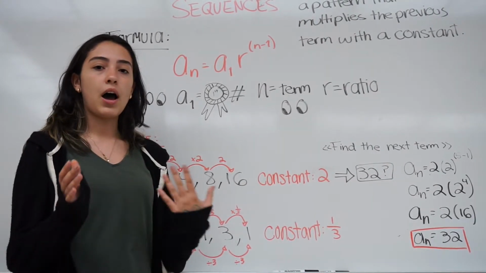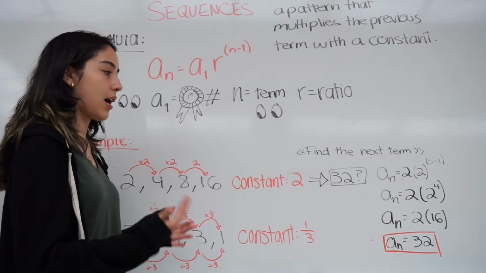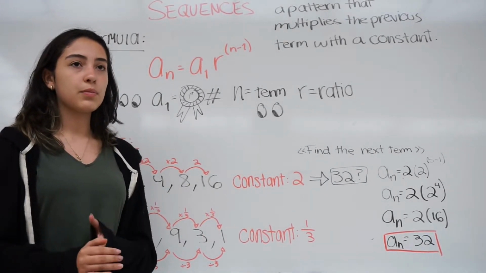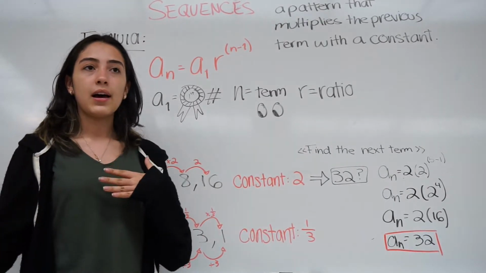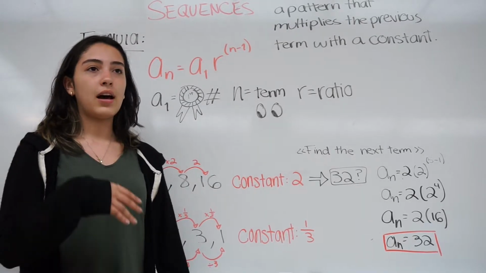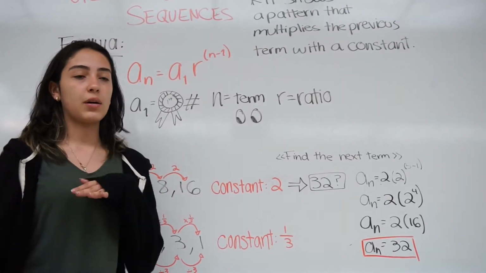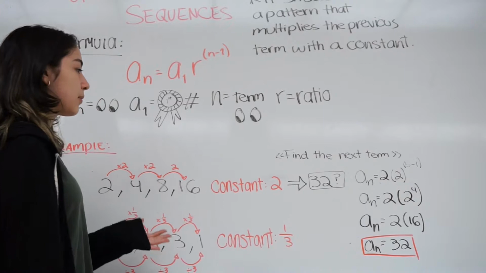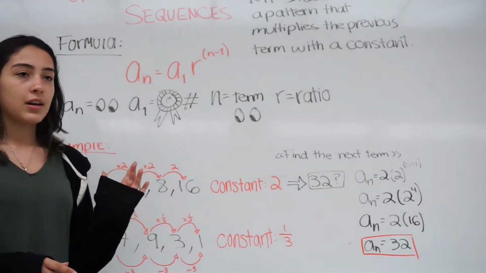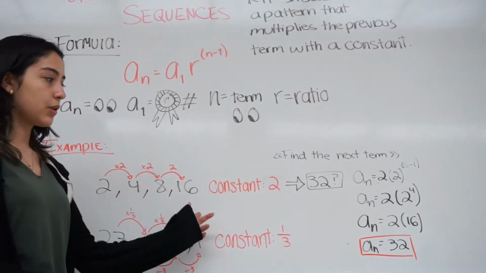Here we have a sample of how we can use a formula to find a specific term in case you have a term in a much longer sequence, for example 50. But in this case we will find the fifth term in the first sequence that we have.